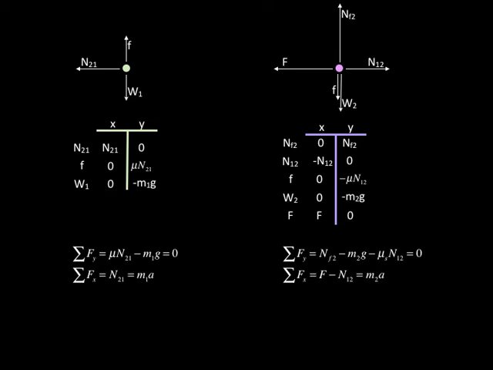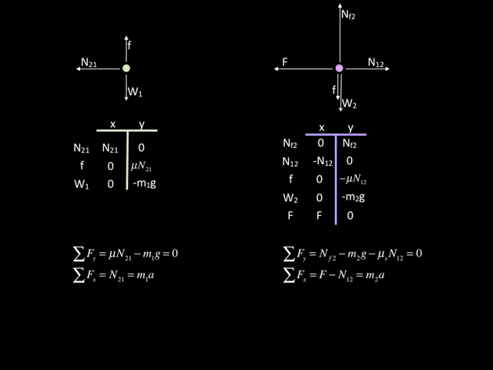Notice that I did not use a1 and a2 because the acceleration of the two masses are the same, so there's only one acceleration. So when I look at the Newton's second law equations for mass 2, I'm going to have in the x direction F minus n12 equals m2a, and that's the same a that we had for mass 1. So now it's just a matter of solving these equations that are given to us from Newton's second law.